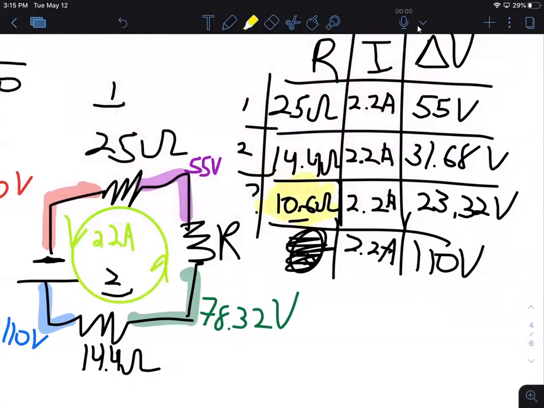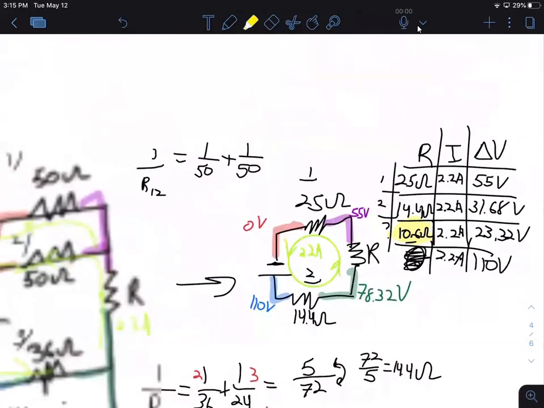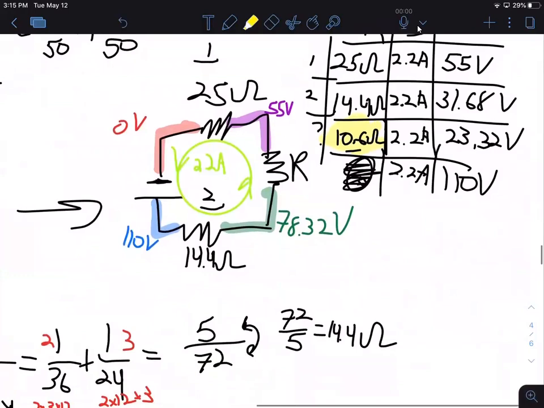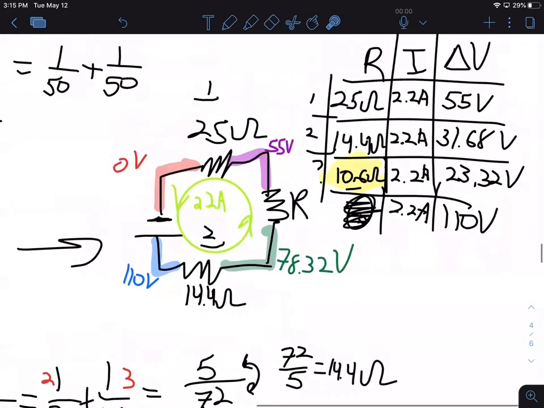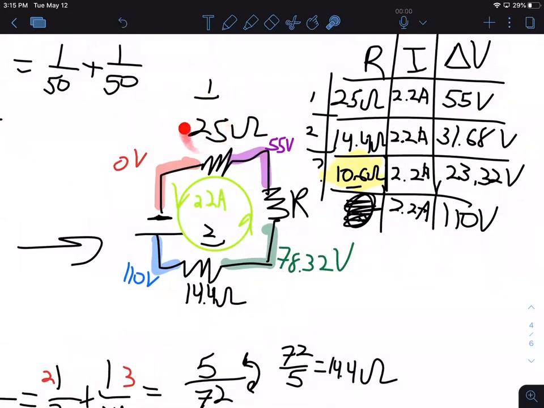All right. Cool beans. Another way I could have done this once I had this circuit like this, I could have said 110 volts, 2.2 amps, 110 divided by 2.2. My resistance has to be 50 overall. So if I have 25 and 14.4, that's 39.4. I need 10.6 to get to total resistance of 50. So could have done it that way as well.